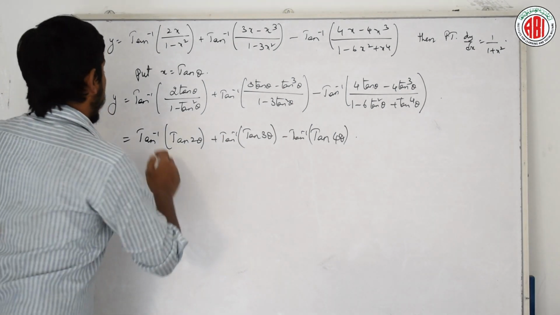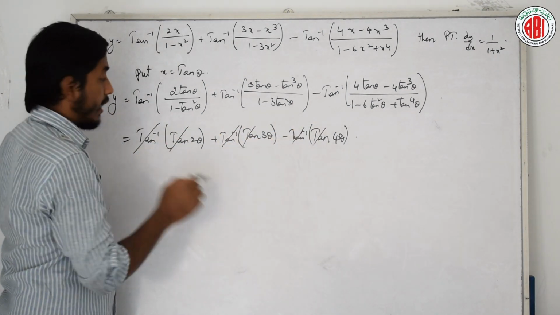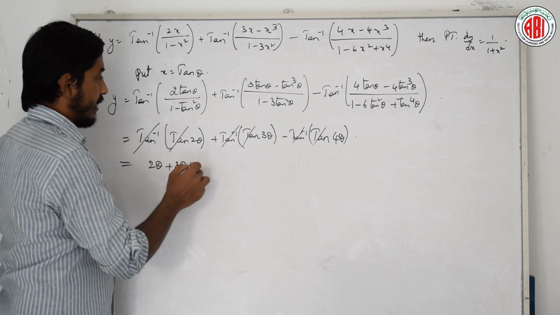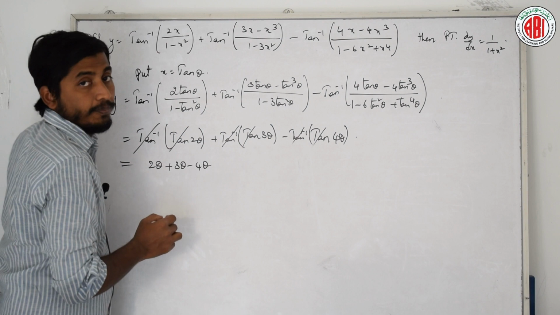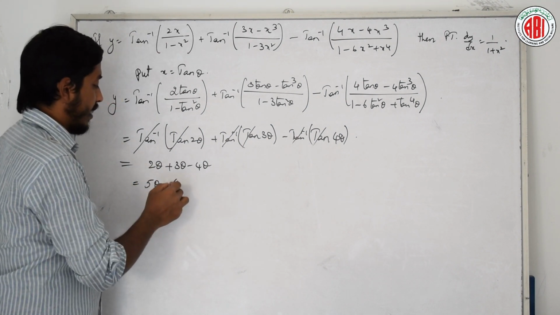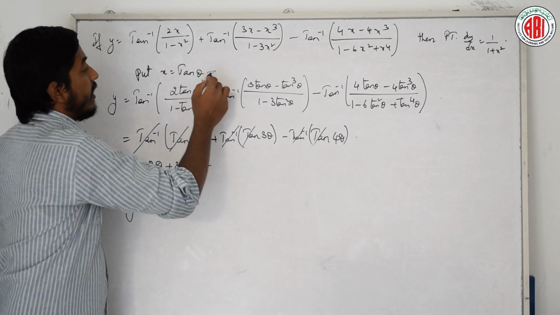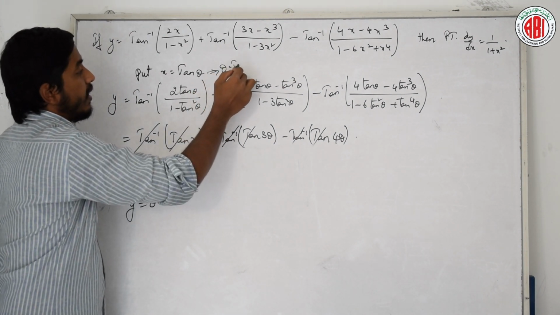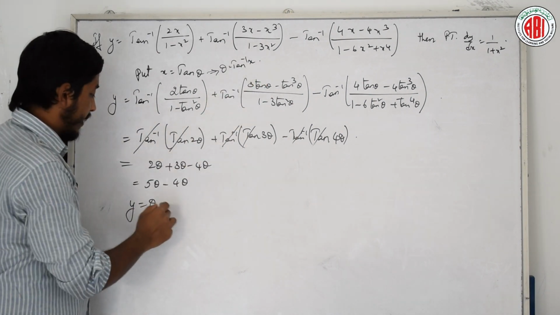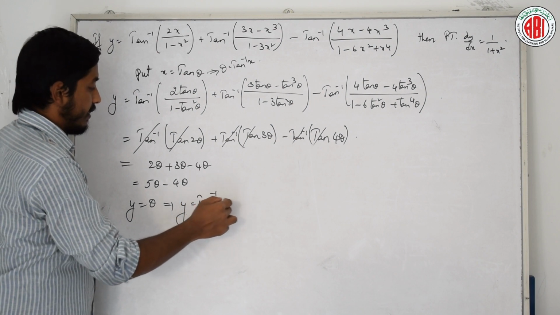Here if you observe, tan inverse tan, tan inverse tan, tan inverse tan will go, and then the left out part is 2 theta plus 3 theta minus 4 theta. Clear? 2 plus 3 is 5 theta minus 4 theta, that is nothing but theta. This is y. What is theta here? Theta is nothing but tan inverse x. Clear? Just write it: y is equal to tan inverse x.